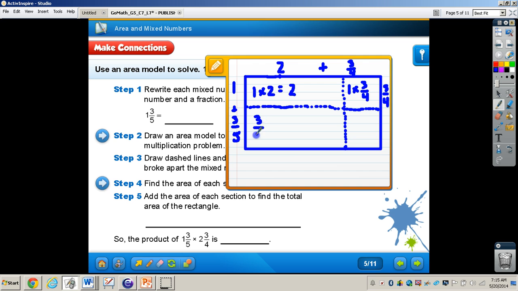We have 3/5 height, and the length, you can see right here, is 2, so 3/5 times 2. That's going to give me 6/5. And then finally, we have 3/5 height, 3/4 length. So we take 3/5 times 3/4. That's going to give us 9/20.